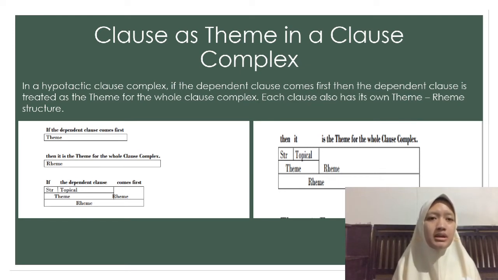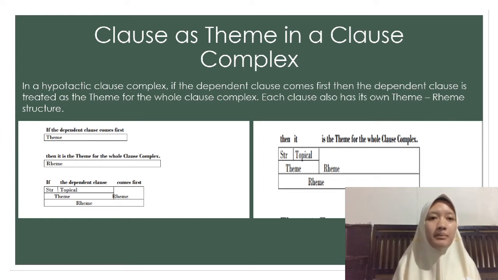Clause as a theme in a clause complex. In a hypothetical clause complex, if the dependent clause comes first, then the dependent clause is treated as the theme for the whole clause complex. Each clause also has its own theme or rheme structure. If the dependent clause comes first, it can be theme. Then it is the theme for the whole clause complex.